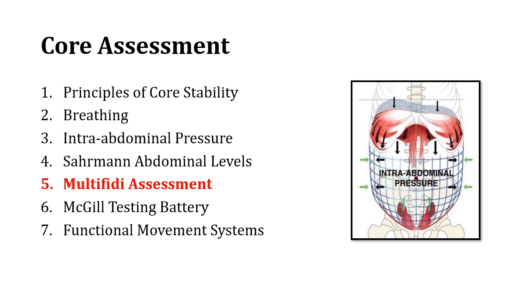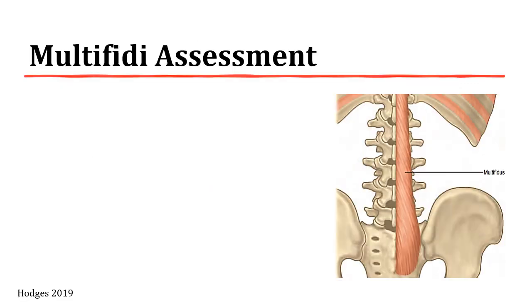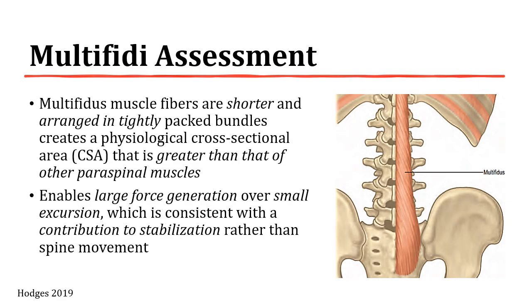Okay, next in the progression will be the multifidus assessment. The multifidus muscle fibers are shorter and arranged in tighter packed bundles as compared to the other erector spinae of the lumbar spine. This creates a physiological cross-sectional area that is greater than that of the other paraspinals, and also enables it to produce a large amount of force, but with small excursion. That means minimal movement of the spine, which is consistent with its contribution to segmental stabilization of the spine, particularly with dynamic movements.